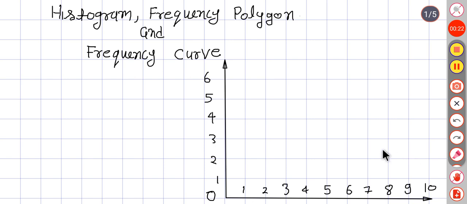In this video I will discuss histogram, frequency polygon and frequency curve. All are related concepts and related to histogram.